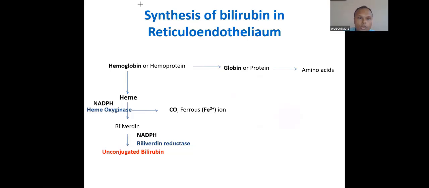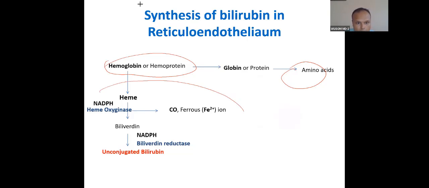Now, synthesis of bilirubin, we have already done this. It is not a big deal; you can understand yourself. From hemoglobin and hemoprotein, heme is produced, and globin will form amino acids. Now from heme, a two-step reaction happens inside the macrophage. The first enzyme is heme oxygenase, and the second enzyme is biliverdin reductase.